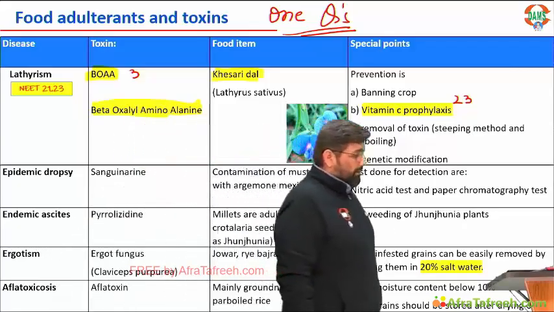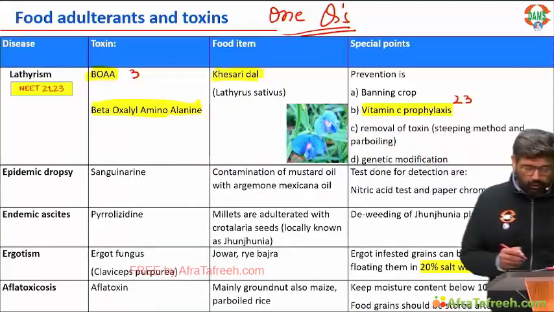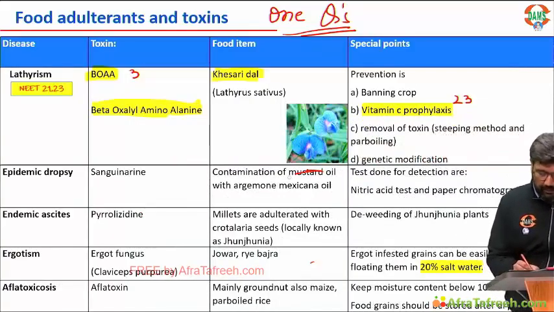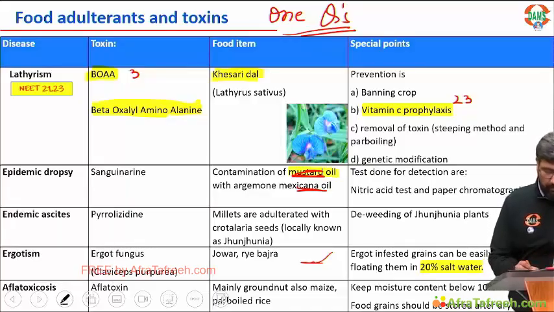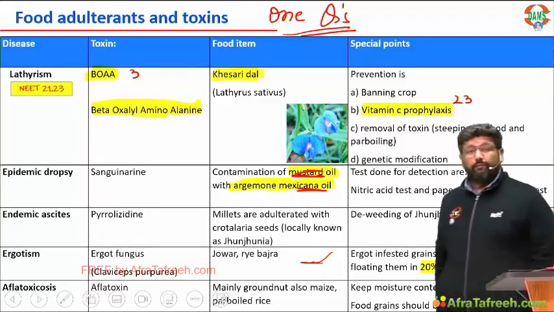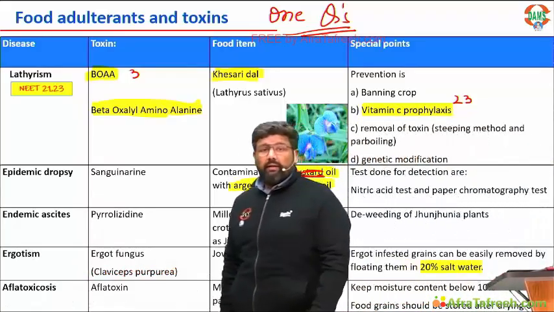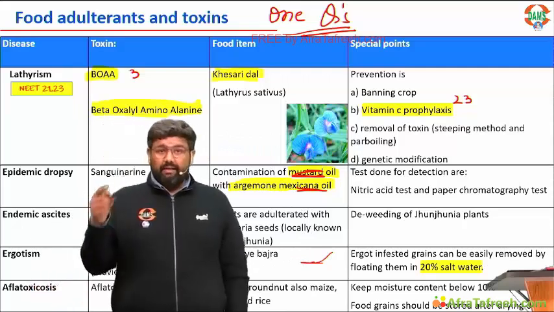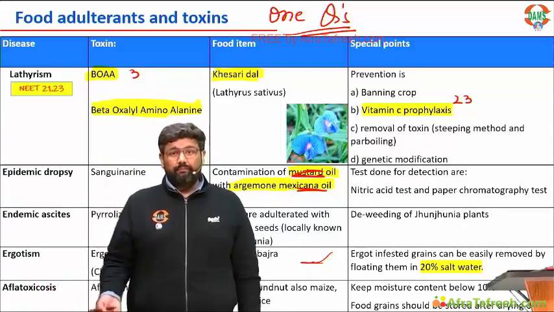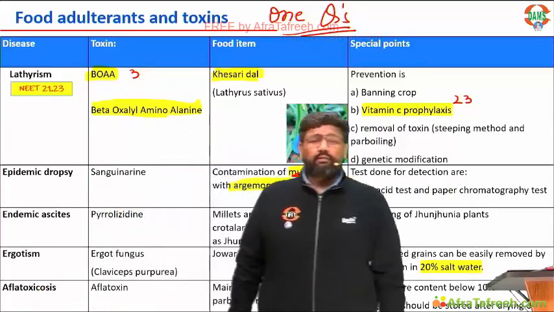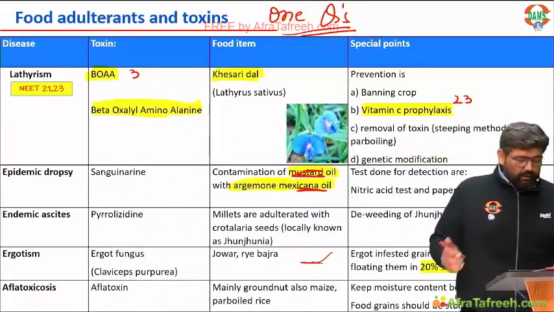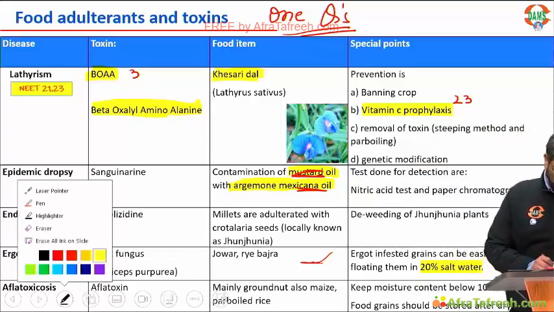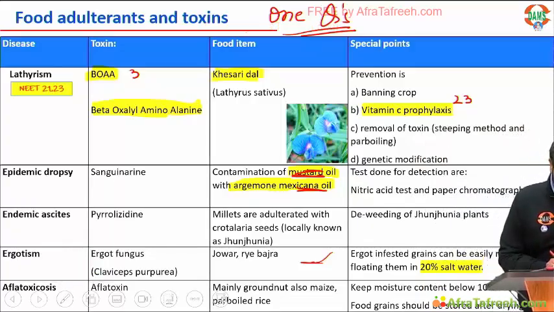Now coming to epidemic dropsy. This mustard oil is mixed with Argemone mexicana, for the purpose of cheating. But the Argemone mexicana contains a toxin, sanguinarine, and it causes epidemic dropsy.